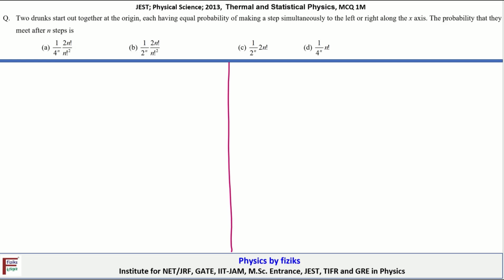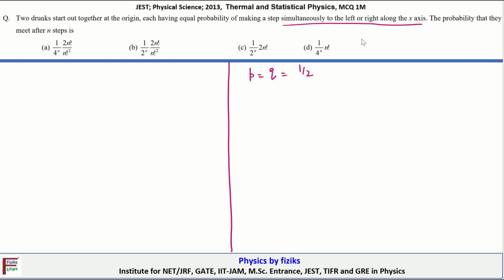The statement is, two drunks start out together at the origin, each having equal probability of making a step simultaneously to the left or right along the x-axis. The probability that they meet after n steps is how much? Here we can make use of the expression that we learned for the random walk problem in one dimension. For the given situation we have p equal to q equal to 1 by 2, the probability of taking a step to the right or left, which is the same in both cases.